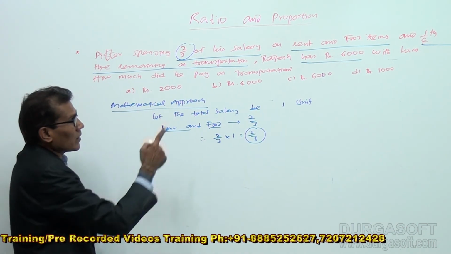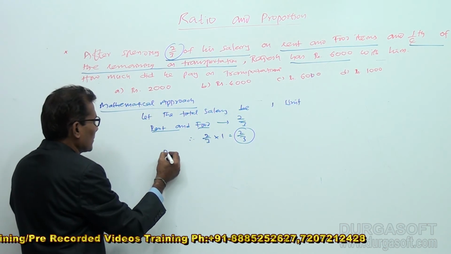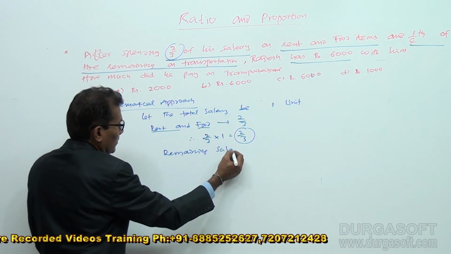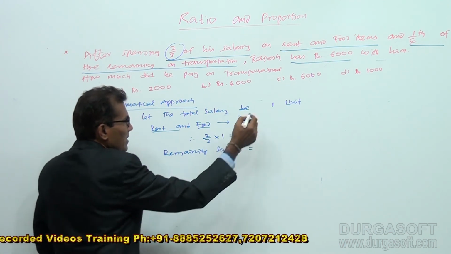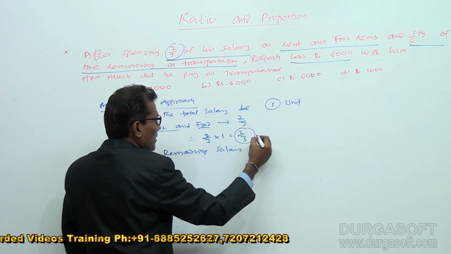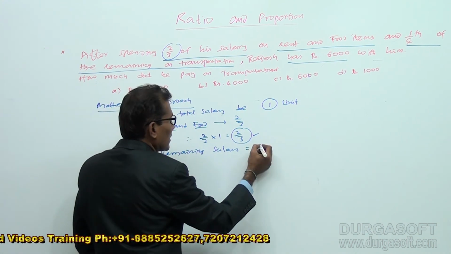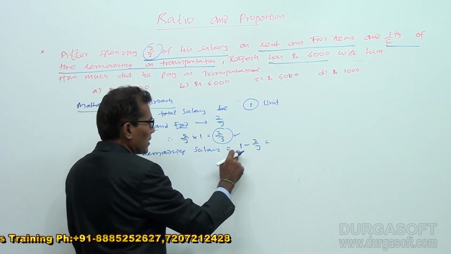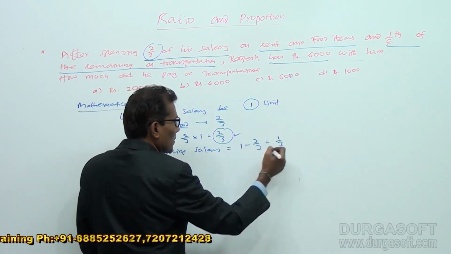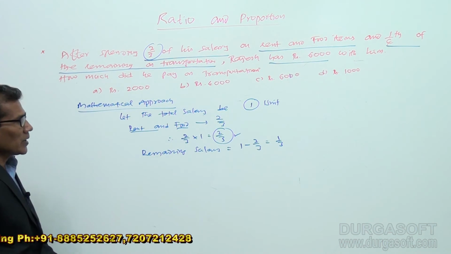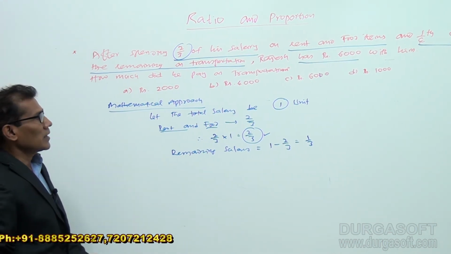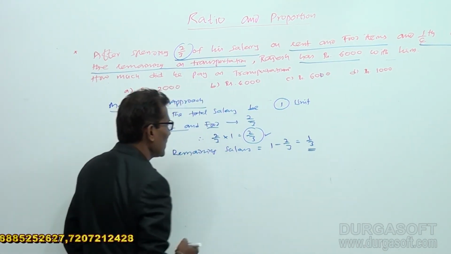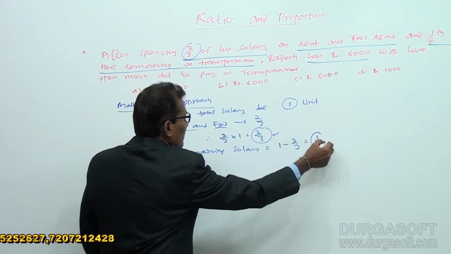Now, according to the question, we have to find the remaining salary. The total salary is 1 unit and the amount spent on food and rent is 2/3. That is total salary minus the expenditure on rent and food. It is 3 minus 2, so 1/3. So 1/3 of the salary is left after spending on rent and food.